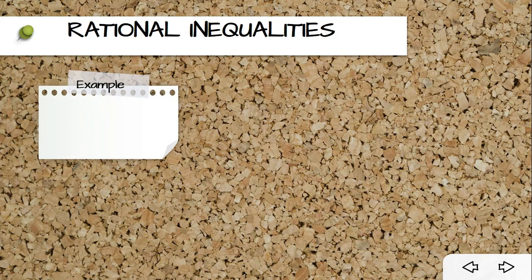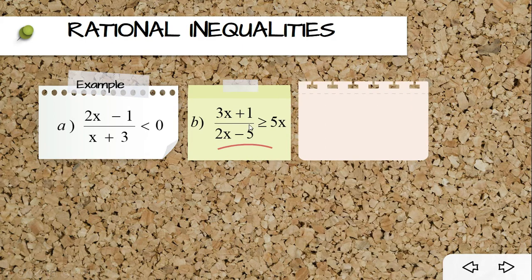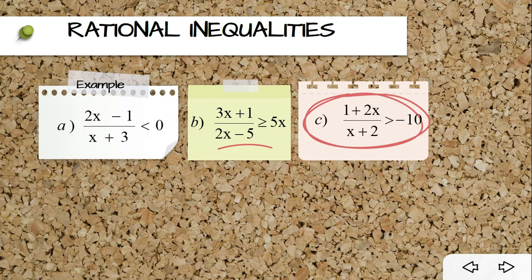Okay, now we know about rational inequalities. This is the example of rational inequalities. A: 2x minus 1 divided by x plus 3 less than 0. B: 3x plus 1 over 2x minus 5 more than or equal to 5x. And C: 1 plus 2x over x plus 2 more than negative 10.